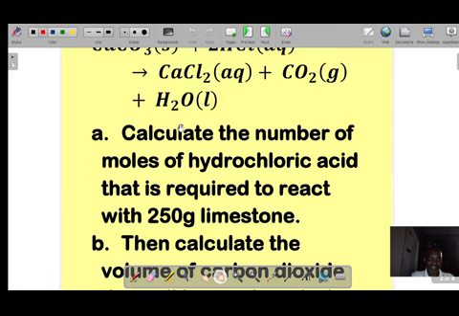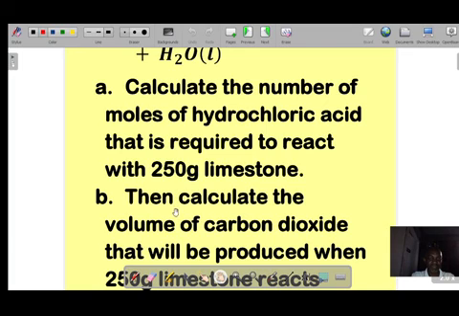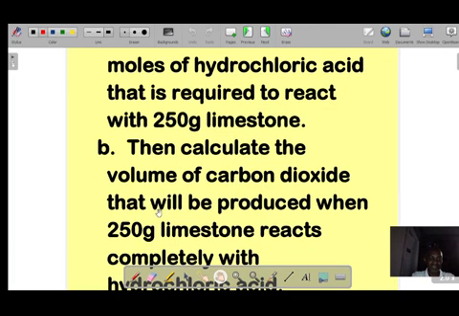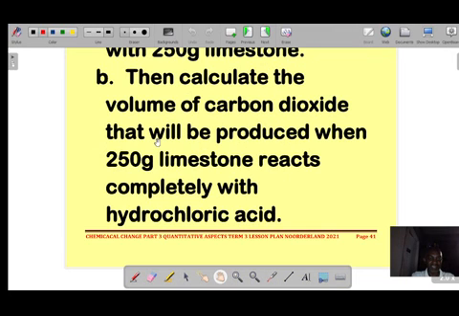So the question says calculate the number of moles of hydrochloric acid that is required to react with 250 grams of limestone. And then calculate the volume of carbon dioxide that will be produced when 250 grams of limestone reacts completely. And what else does it end there? Let's check.